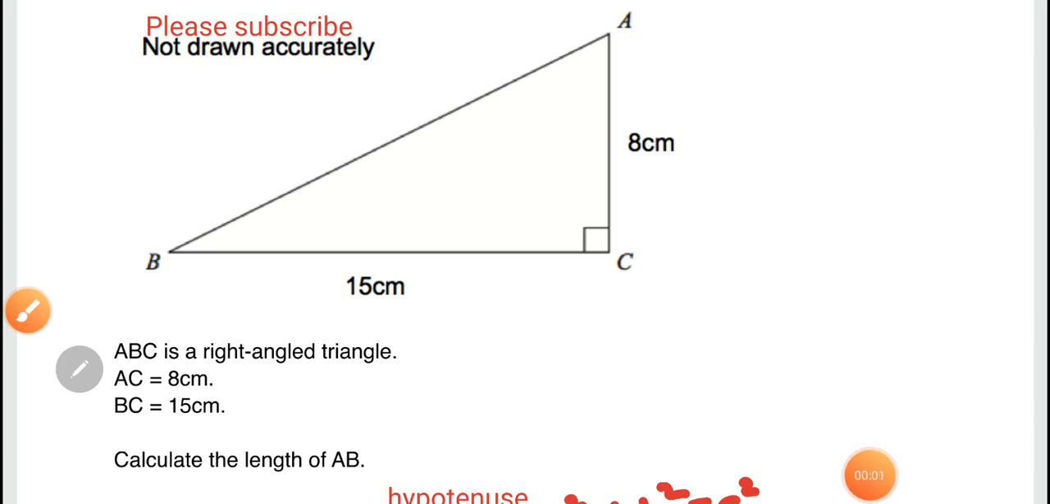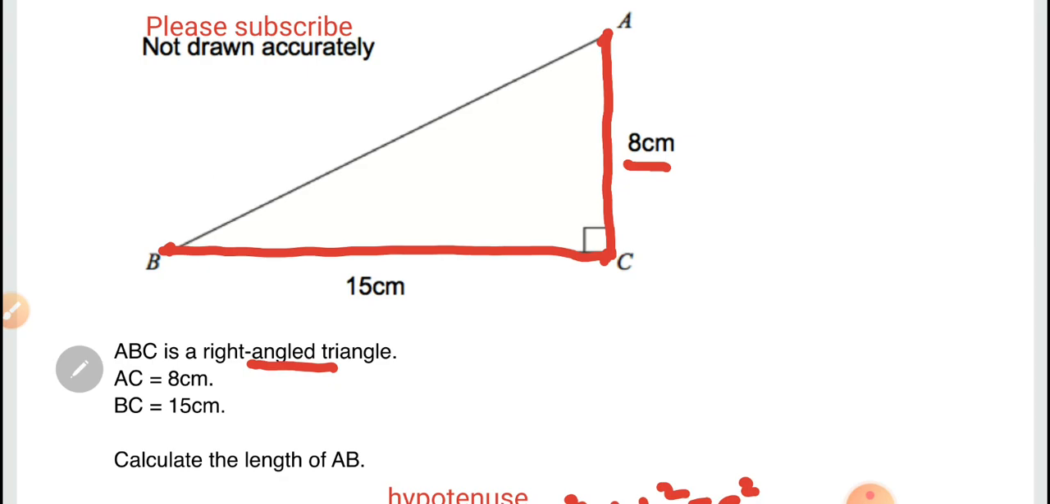Question 1. A to B and B to C, okay, and C to A. When you join these 3 points, you get a right angle triangle. A to C, this length here is 8 centimeters, and B to C, this length here is 15 centimeters. So this is a right angle triangle. This is 90 degrees.